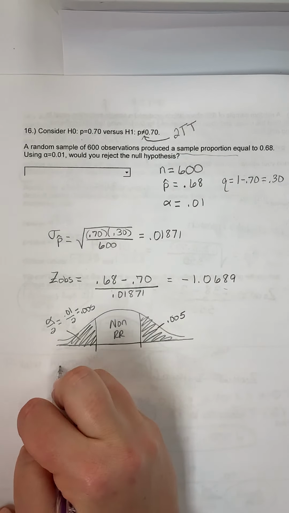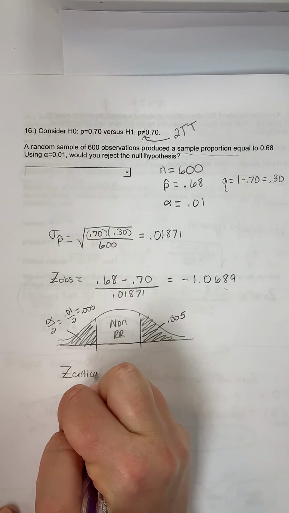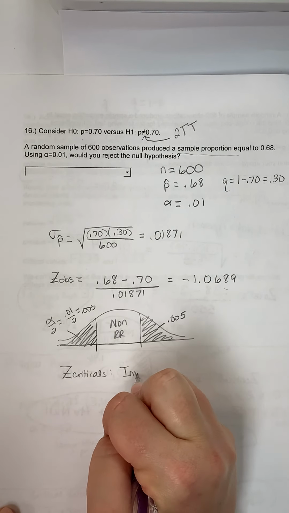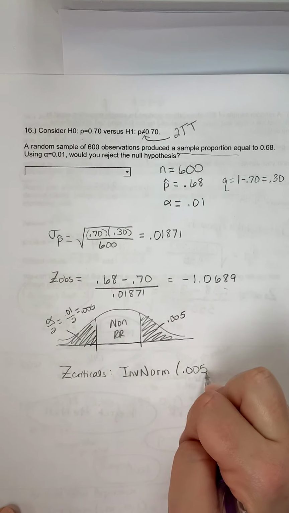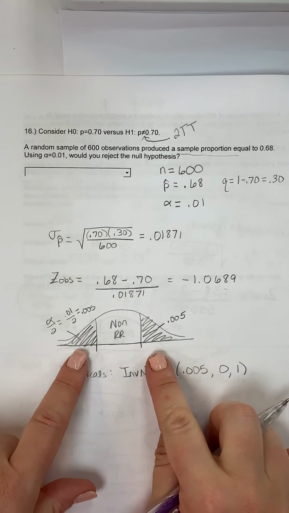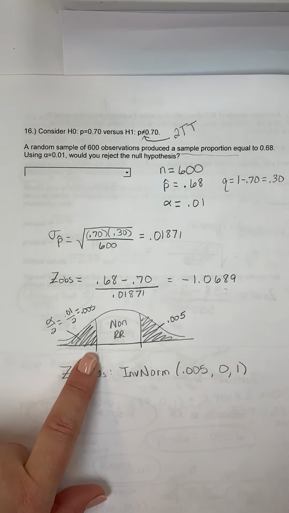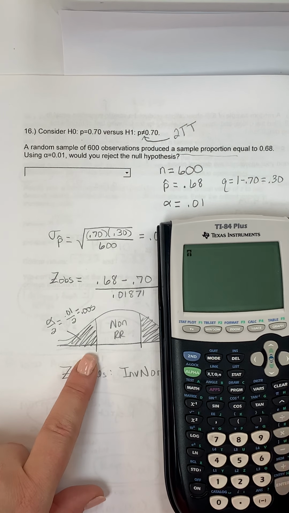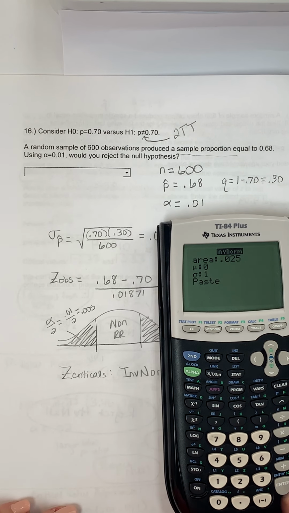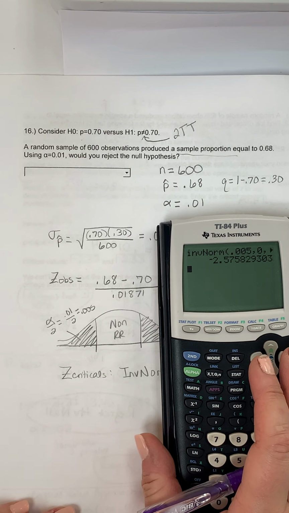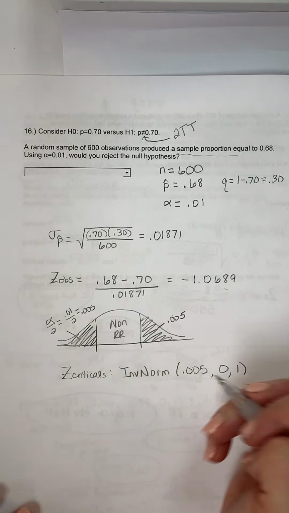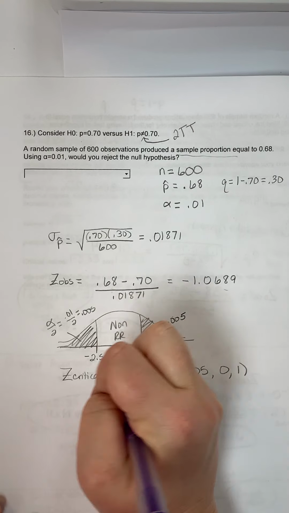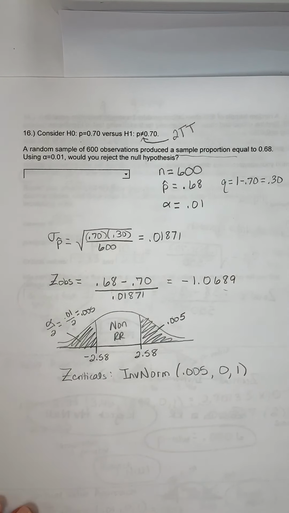Now to get my Z criticals, I'm going to have inverse norm of 0.005, comma 0, comma 1. I've already divided alpha by 2, so I don't have to do that again. I'm going to go second bars, inverse norm, 0.005. I get negative 2.58. Okay, negative 2.58 and a positive 2.58.